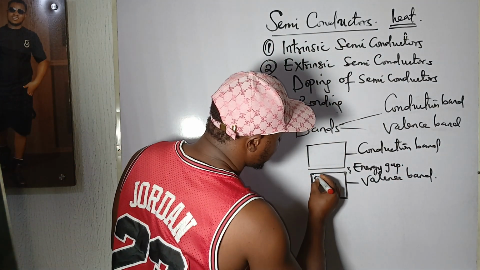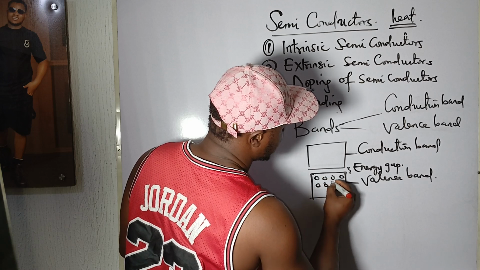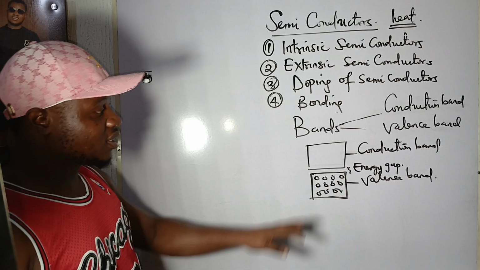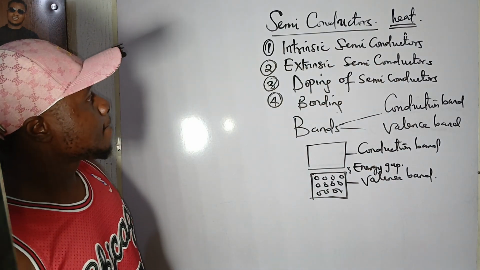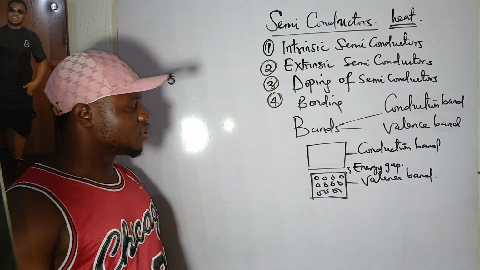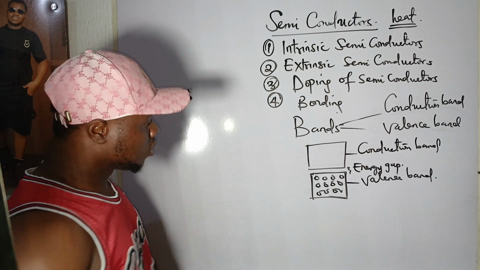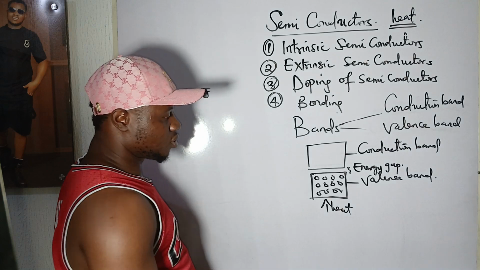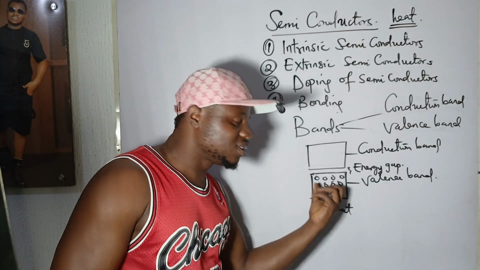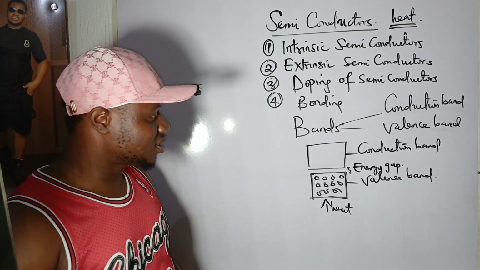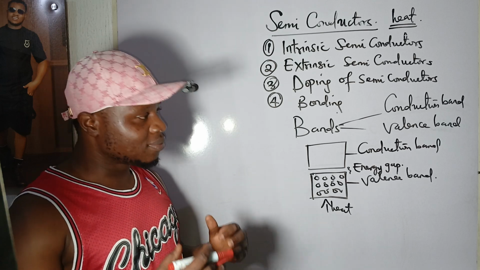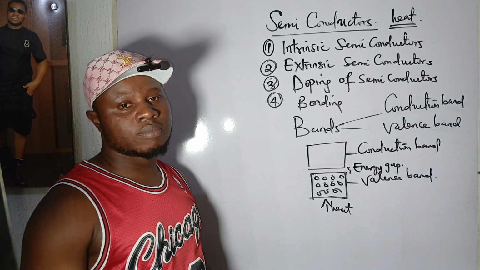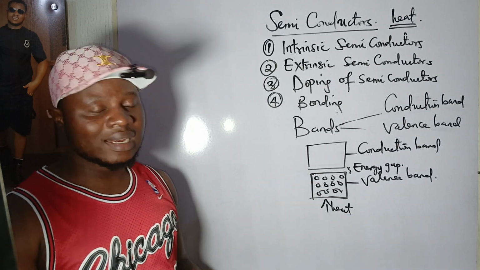Here we have electrons in this valence band. Here is the conduction band. You can see nothing is there. Now let's go to intrinsic semiconductor. What is an intrinsic semiconductor? When heat is applied to this material called semiconductor, these electrons will gain the heat, will acquire the heat. And when they acquire the heat, you see them moving from this band to the conduction band, where they will conduct electricity.